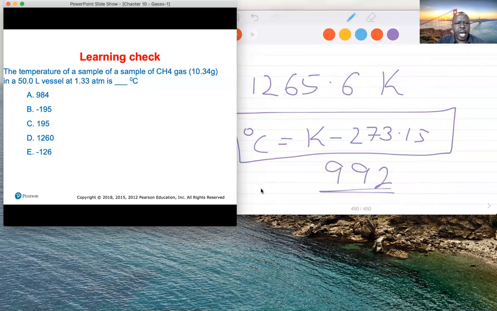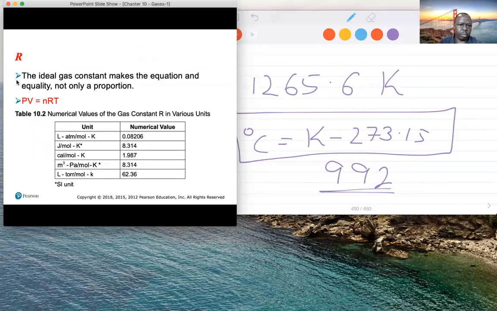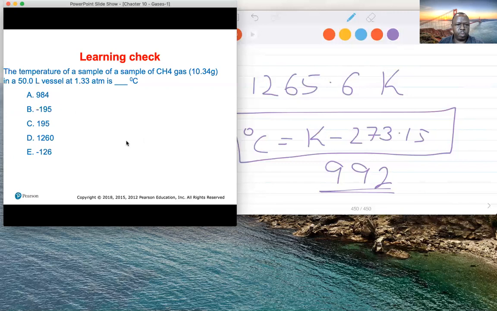Any question on the ideal gas equation? Remember to change the temperature to Kelvin. Remember to use pressure in atmospheres. If you are given other units, you need to change that, so that when you apply the equation, it's gonna work well. You don't need to memorize this number. I'm just gonna give you, I use 0.0821, you can use 0.0826, depending on what you are given.